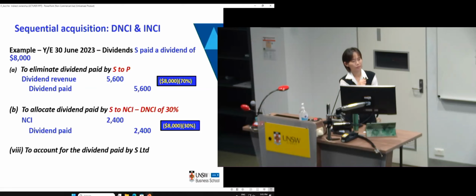Now this is for the dividend paid by S Limited to its parent, P Limited, and to its NCI party. So only the dividend recognized by parent company is considered as an intra-group dividend revenue, and it is required to be eliminated for consolidation purpose.